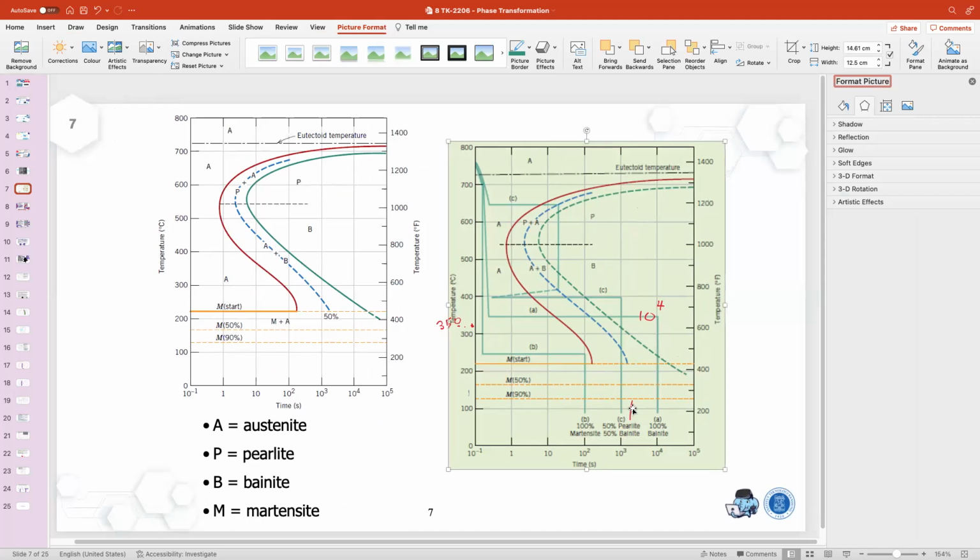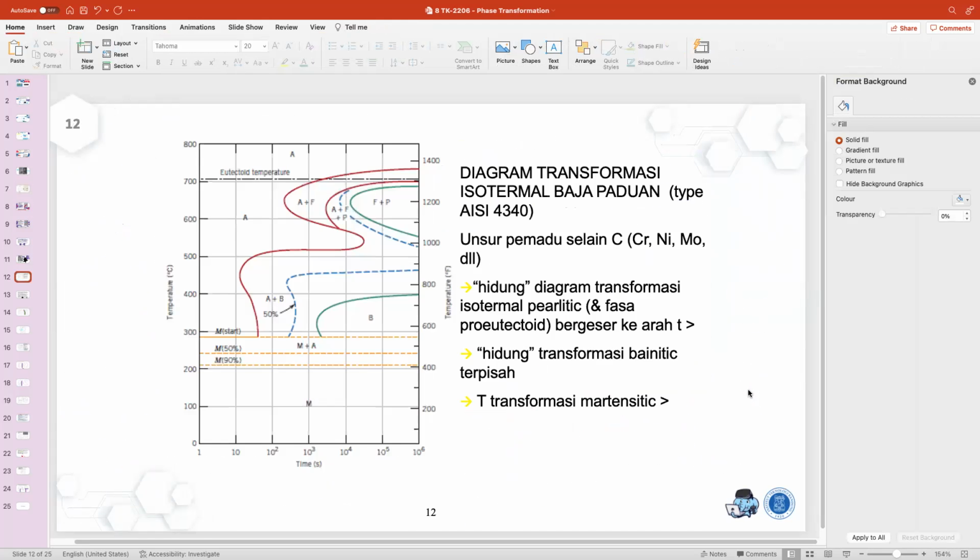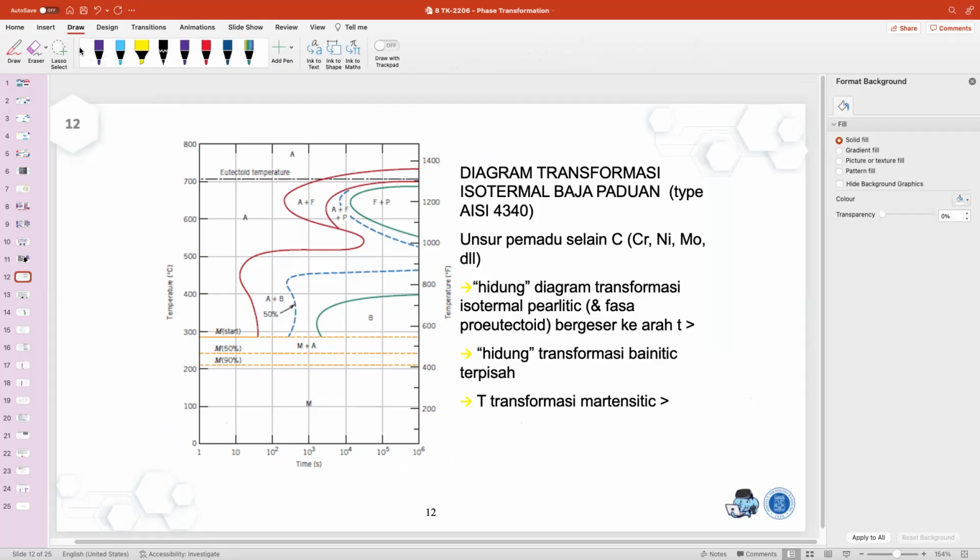Okay, so here you can see also this one from the example in the book. So what happens? The one that we see is actually for the eutectoid alloys, so eutectoid with only carbon and iron. What happens for AISI 4340, for example? I think this one has some alloying elements, for example chrome, nickel, molybdenum, and so on. So they will end up with their own mapping.